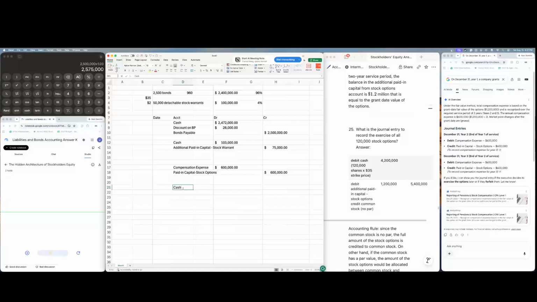Okay, so then cash when the employee decides to exercise those stock options, as in they decide to take the strike price, $35, which would make 4.2 million, and then additional paid-in capital, which is where they would be paid out of. Common stock.